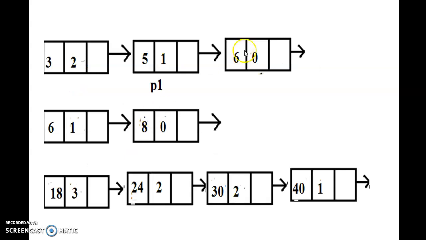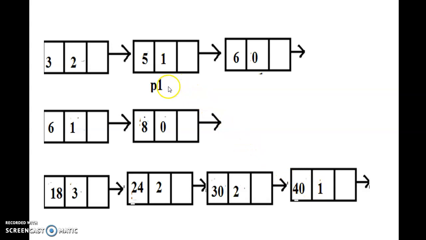So now P1 is pointing here and P2 initially starts at this point. So 5 into 6 is 30, 1 plus 1 is 2. That is 30x square that we are adding at the end of the polynomial. Next, 5x is multiplied with 8, 0. That is, P2 will be pointing now to this one. 5 into 8 is 40, 1 plus 0 is 1. 40x is what we will get.